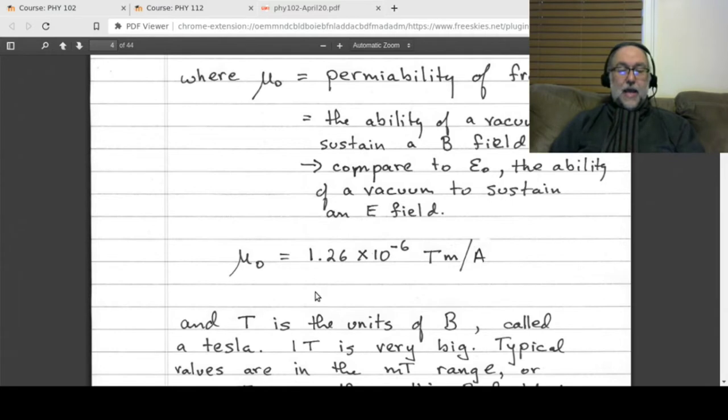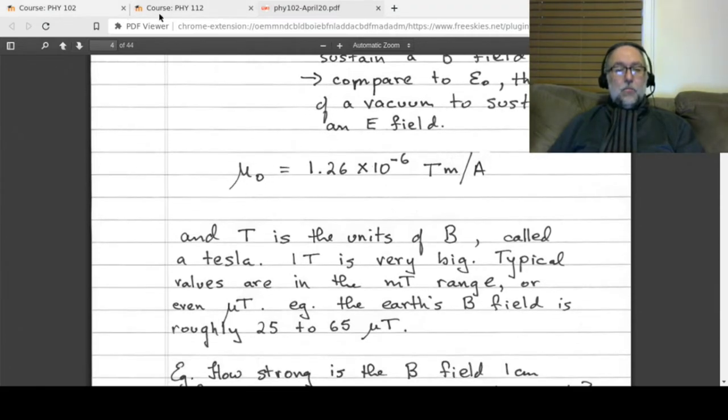Meter, you know what that is. And an amp, you know what that is. An amp is the measure of current. If you have so many coulombs traveling per second, that's your amperage, or how much current is moving.